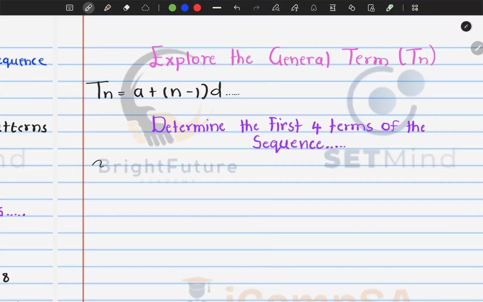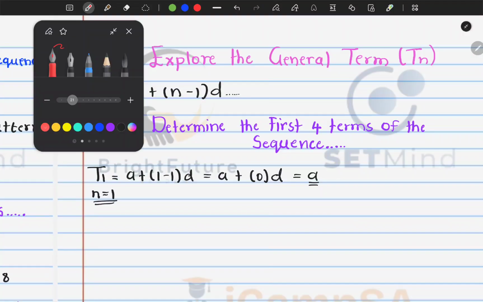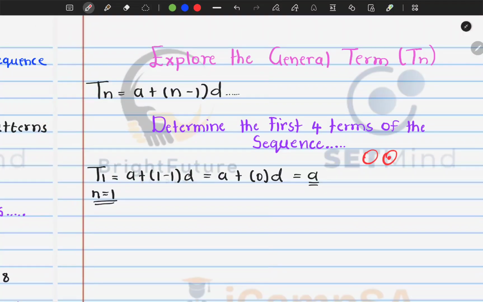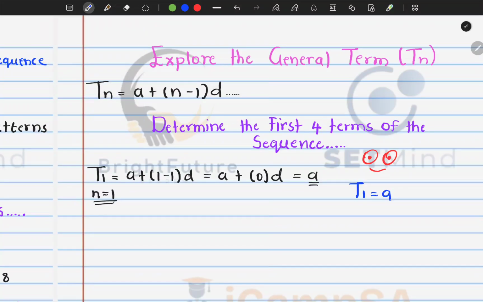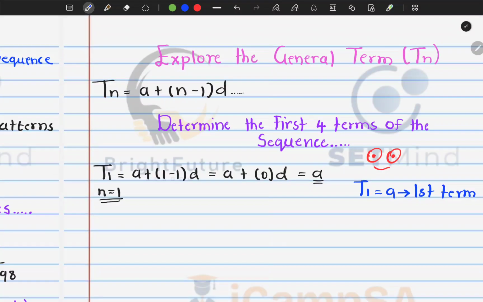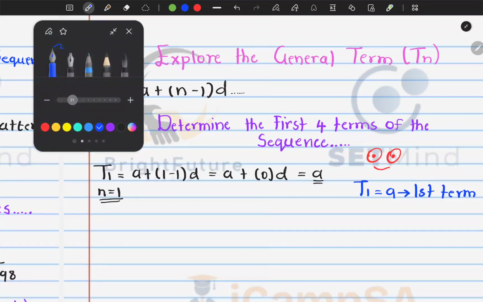So let's start by looking at T1. If we want T1, it means wherever we see n, we must substitute n is 1. So if you look at our equation above, wherever we see n, we put in 1. What we'll end up having is a plus 0 times d, which will just be a. So what can we say here, and what do we see? What we can see is that our T1 is always a, which means our a is always equal to the first term of the series or sequence. Okay, that is a very important observation.